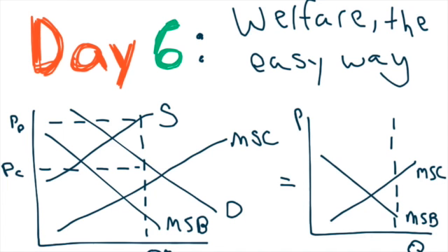Today we're going to continue with the topic of welfare, and I've called this one Welfare the Easy Way because there is a really easy way to find social surplus and deadweight loss. We teach you the components just to make life difficult, but if you were a real economist or you're taking an upper level class, you would calculate welfare this way just by looking at two curves, so I call it the easy way.